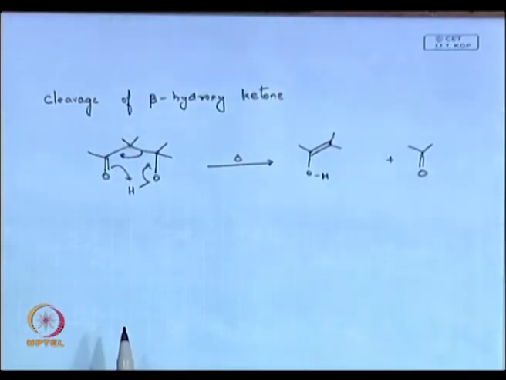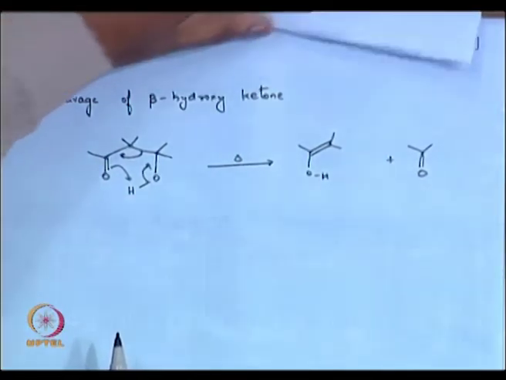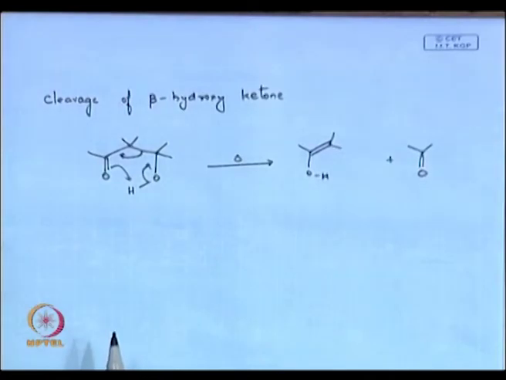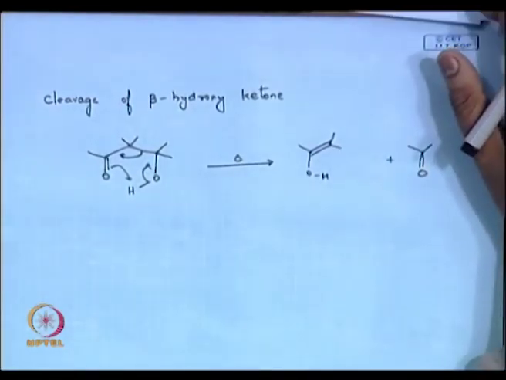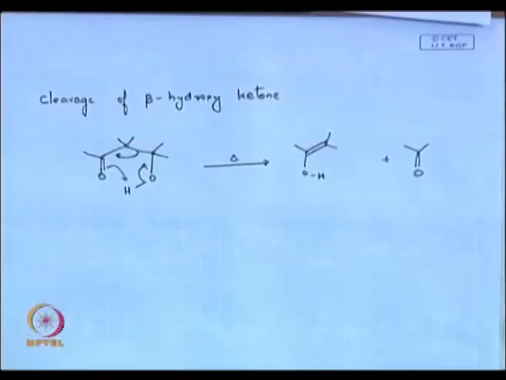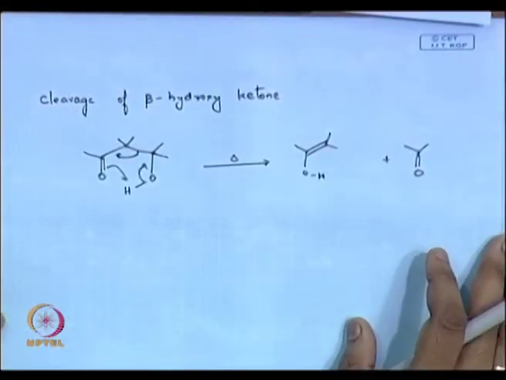In a retro-ene reaction, we have studied ester pyrolysis, which gives you a carboxylic acid plus alkene. Then you studied Chugaev pyrolysis, which gives you a thiocarboxylic acid plus alkene. Cope elimination gives you a hydroxylamine plus alkene. Cleavage of beta hydroxy ketone, you can end up with a vinyl alcohol plus your ketones, right.